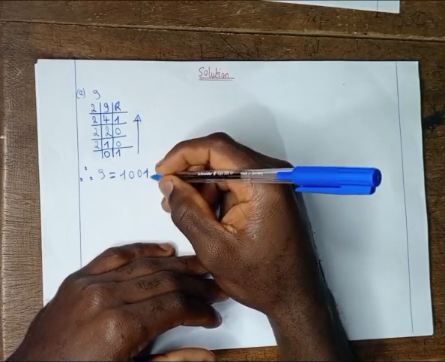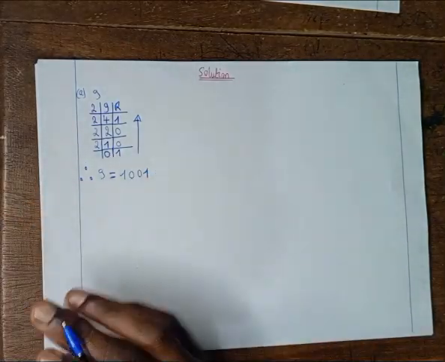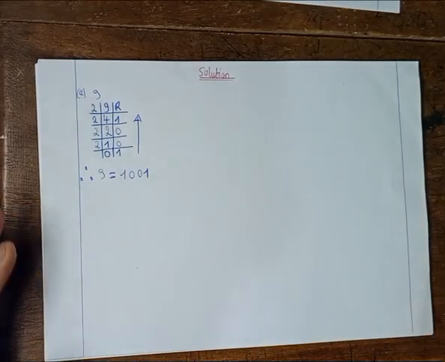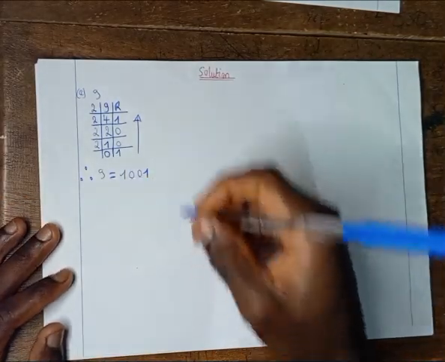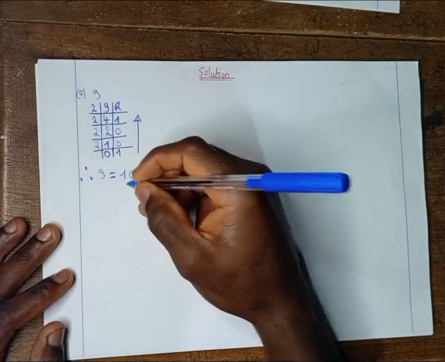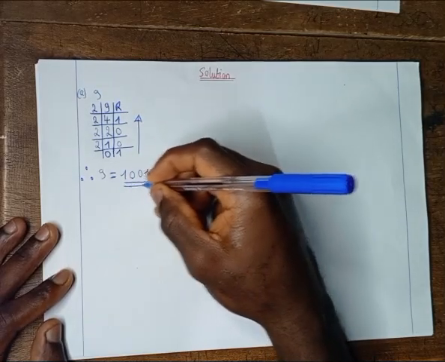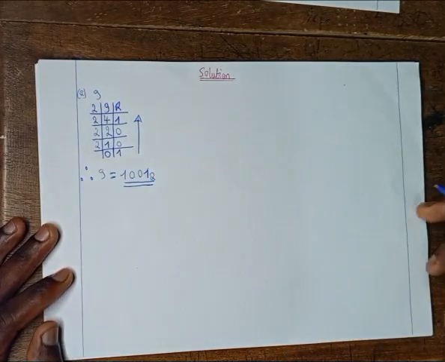Then we must indicate the base, because if we don't put the base, by convention this number will be in base 10, of which the number 1001 cannot be equal to 9. So we must put the base. We are done. We underline our answers.